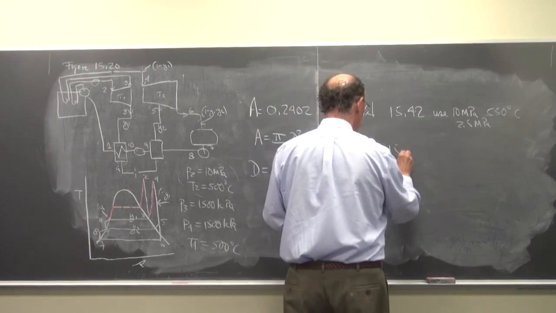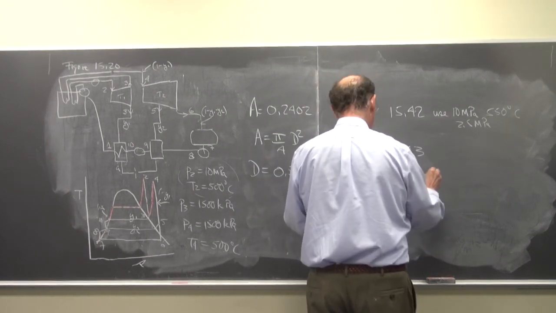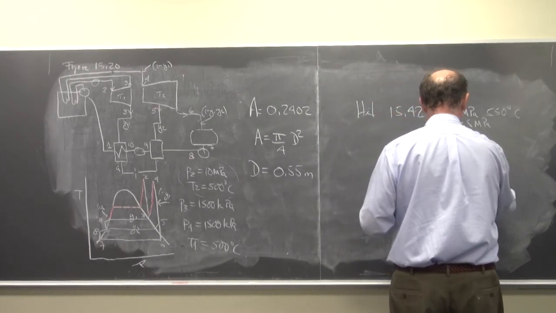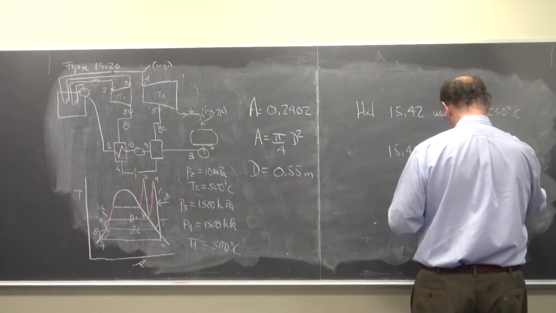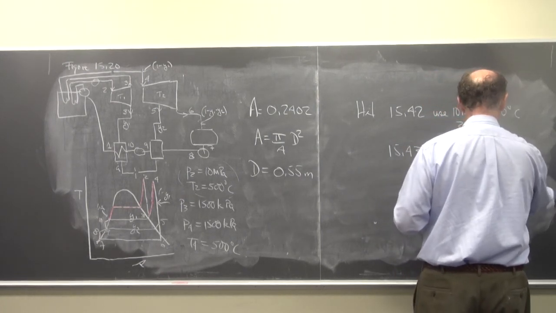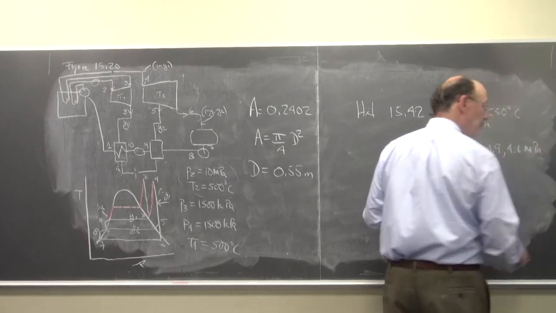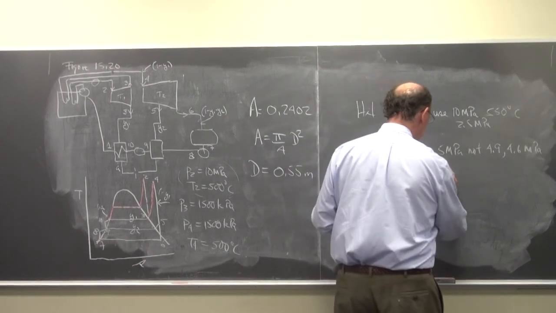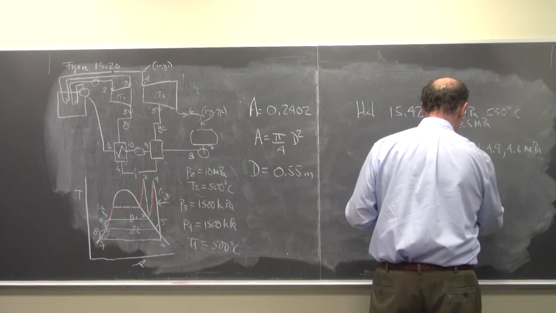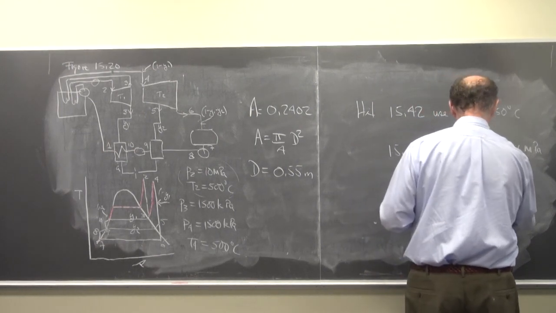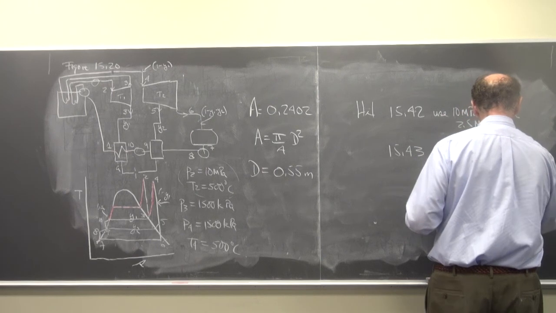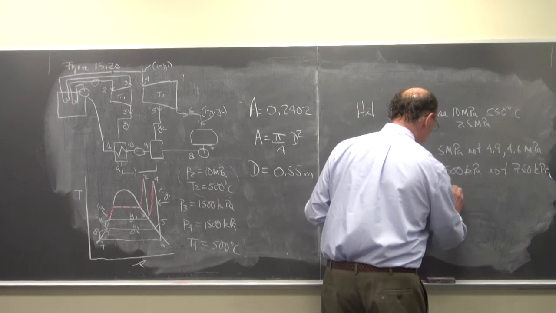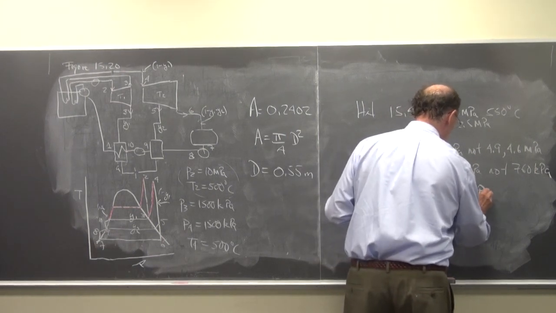And 15.43, and here we're changing the pressures as well. 5 MPa, not 4.9 and 4.6 MPa. In the problem statement, they're looking at a pressure drop, so we're not going to deal with that. Use 500 kPa instead of 760 kPa and 7.5 kPa. So you'll do that.